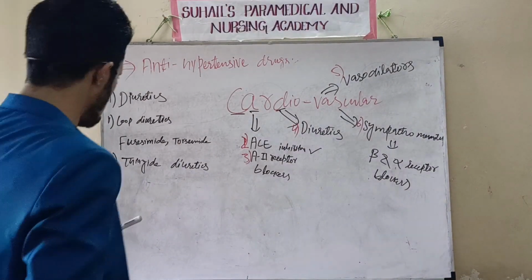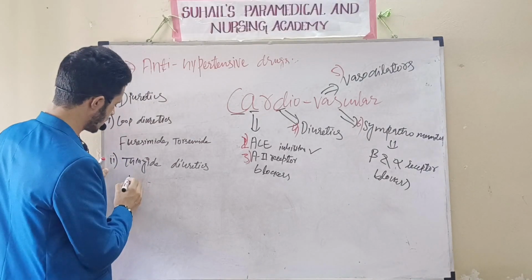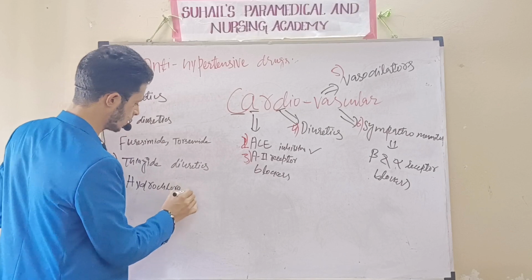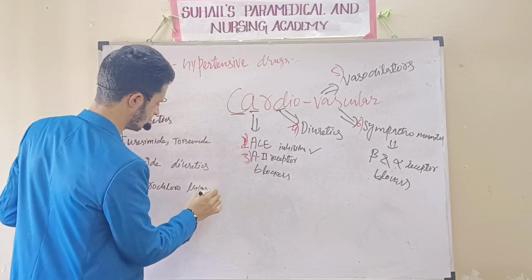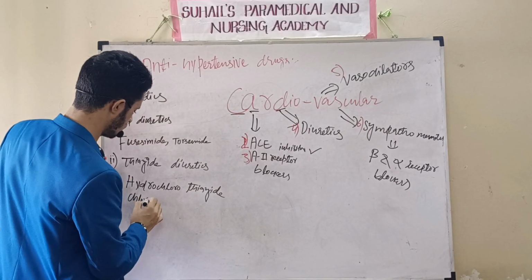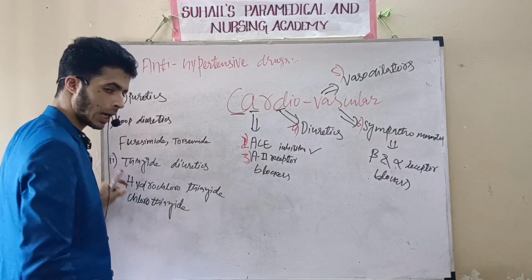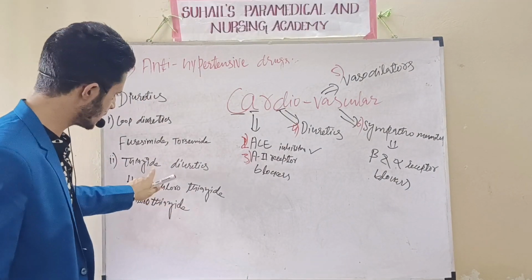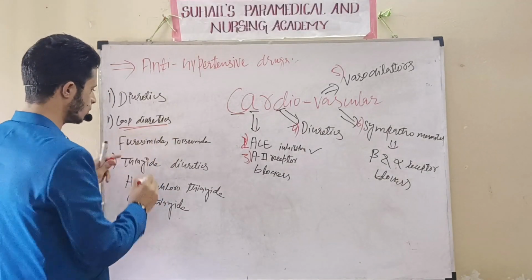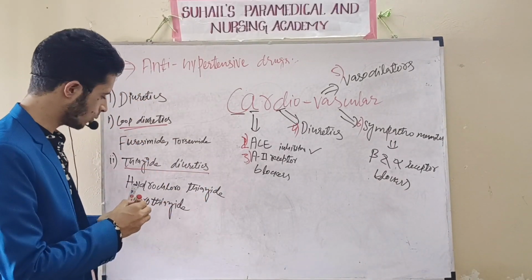Yeah. Thiazide diuretics. In thiazide diuretics, you will remember two drugs. One is hydrochlorothiazide. Another is chlorothiazide. Chlorothiazide comes under the thiazide diuretics. Then I told in case of loop diuretics, there are two drugs, furosemide and torsemide. And in the thiazide diuretics, there are hydrochlorothiazide and chlorothiazide.